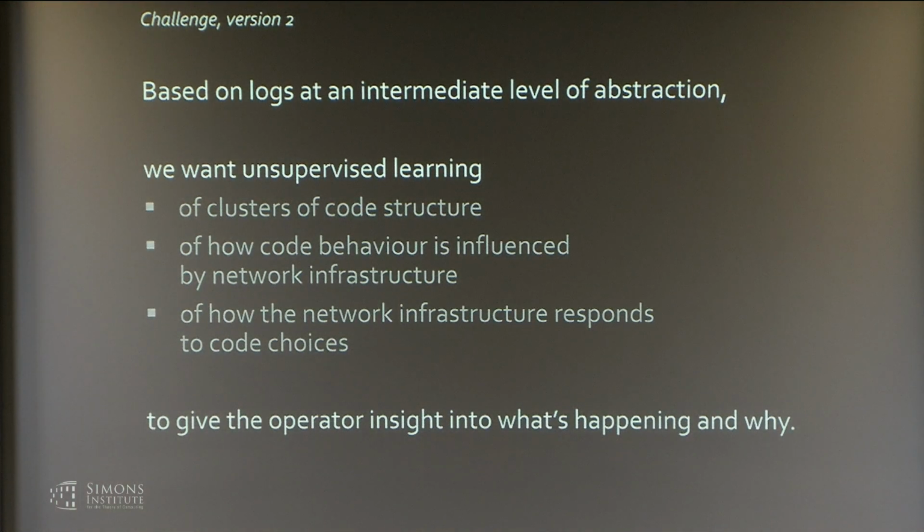Based on logs at some intermediate level of abstraction in a complex societal network, we want to have a system which is capable of achieving unsupervised learning. And the things that we want to learn about are what types of code are running, how is this particular bit of the code influenced by that part of the network? For example, that story about sending 12 packets back to back is influenced by certain types of switch design. And how does the network infrastructure respond?